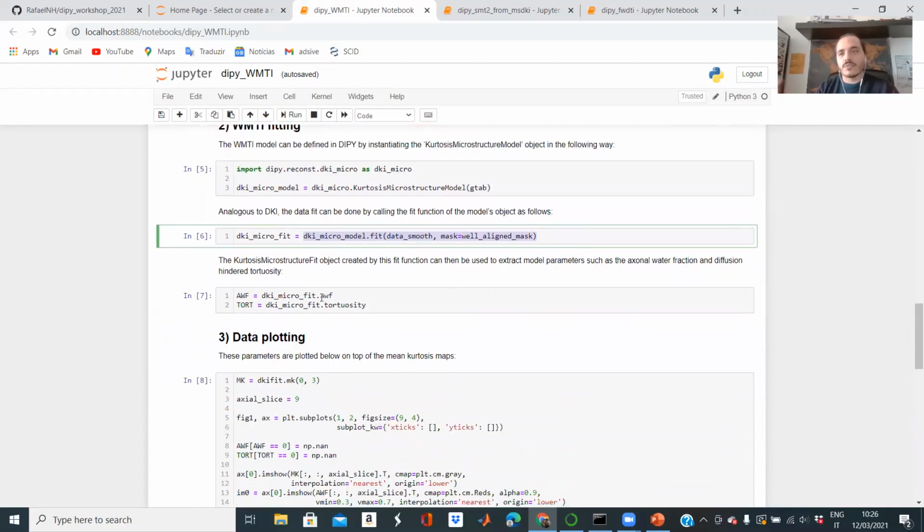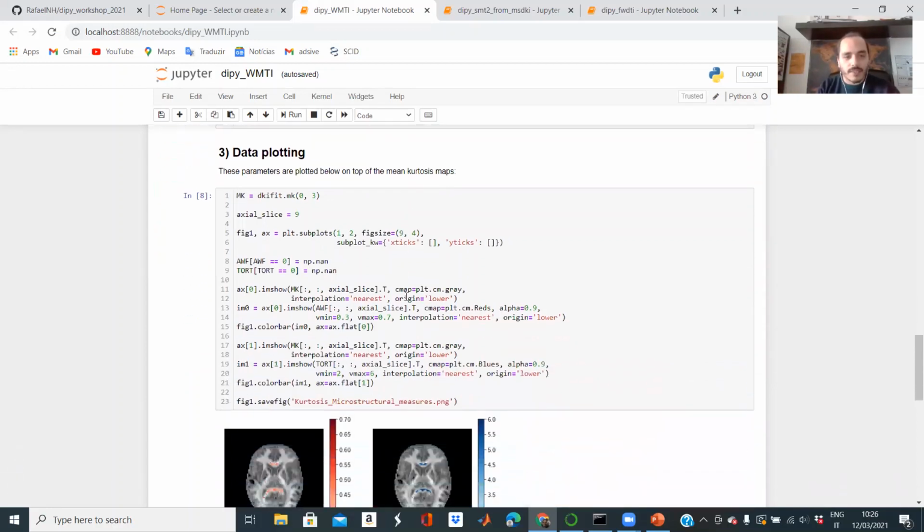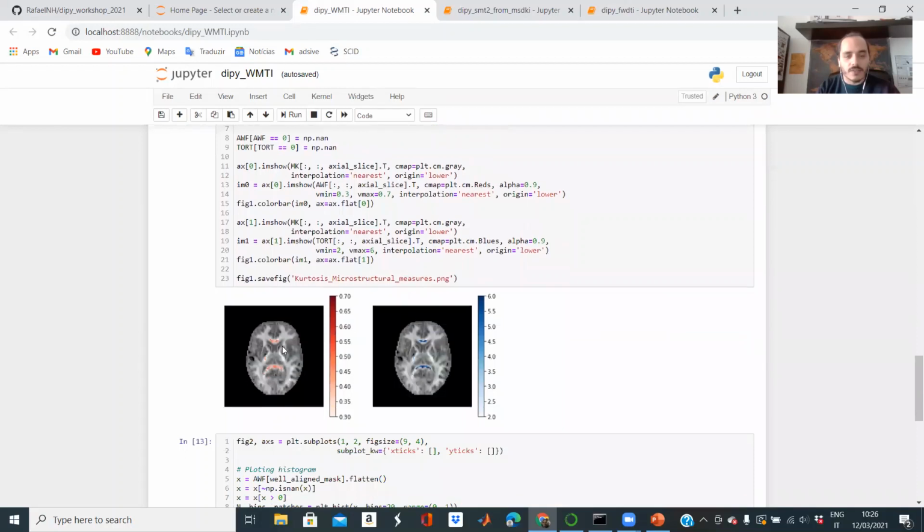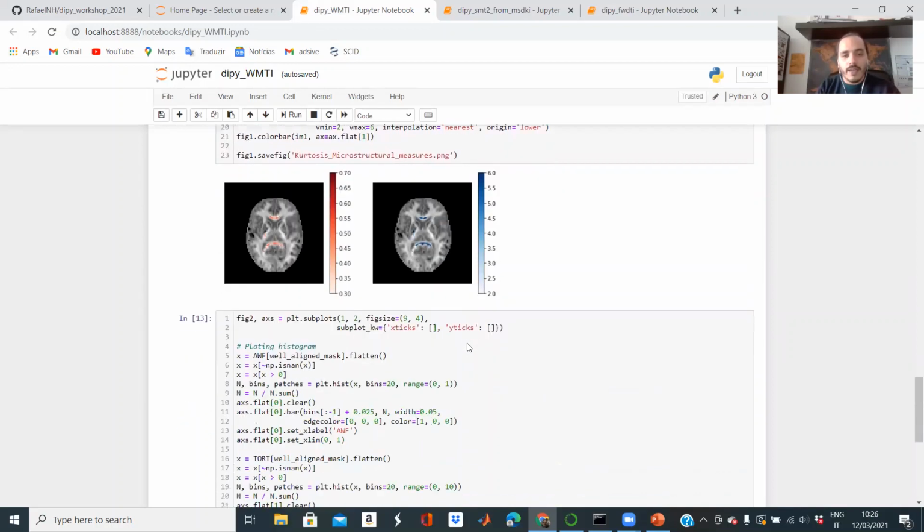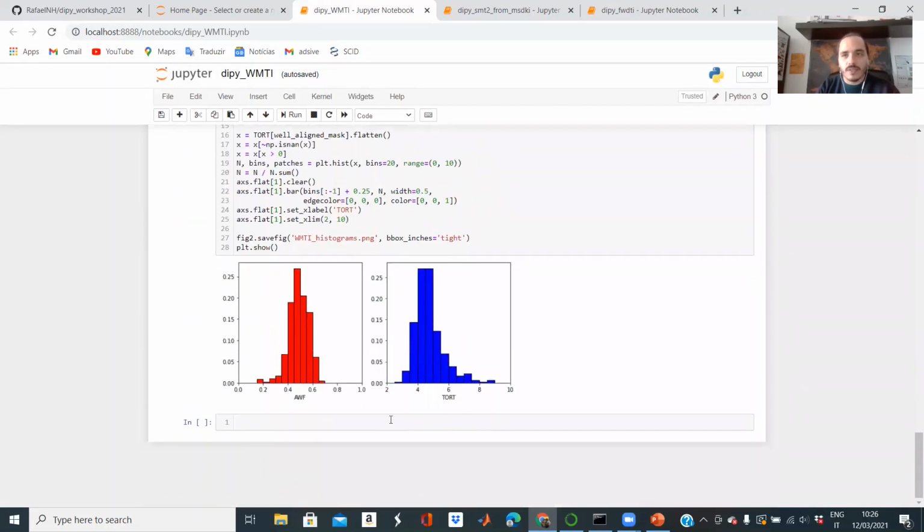After fitting, you can extract the model parameters. Here I'm extracting the volume fraction of the intracellular space and the tortuosity, which is defined as the axial diffusivity and the radial diffusivities of the extracellular space. Okay. So I'm plotting these values here overlaid on the mean kurtosis map. And below, I'm also showing the histograms of the values. This is just to show that we have a similar range to the one reported in the original paper.